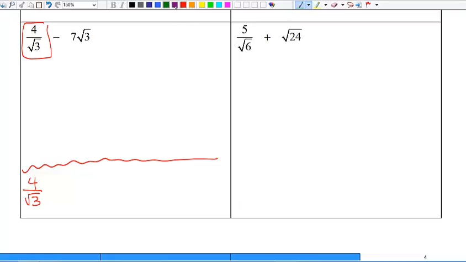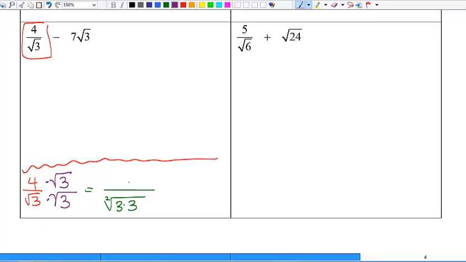So I have 4 over the square root of 3. 3 is prime. I need to multiply it by some value in the numerator and the denominator so that I only have groups of, well, this is a square root, so I need groups of 2. I have 1 copy of 3, so in order for everything to come out of the radical, I would need 2 copies of 3. How many more copies of 3 do you need? Well, just 1. I had 1, I need 2, so I need 1 more.